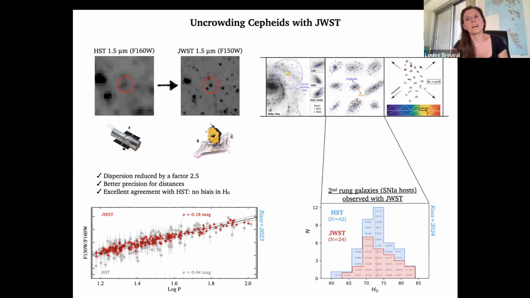So it's hard to get time on JWST. So what we want to do is reobserve all these supernovae host galaxies. As I was saying, there are 42 supernovae here, and we have been able to observe only 24 with JWST. So I'm going to show more histograms like this. So the blue histogram is the full sample of 42 observed with HST, and we want to get as many as we can with JWST.